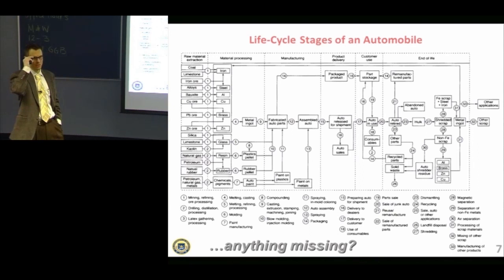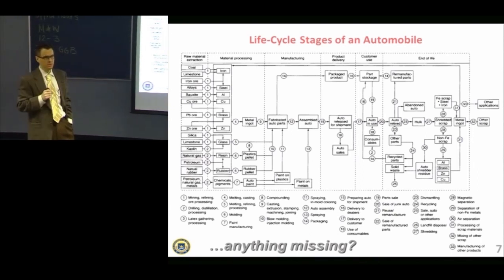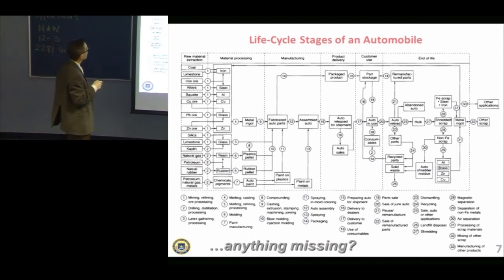Go ahead, Courtney. Resources you need to extract the raw materials in the first place. So coal, you might think you need a truck to help you produce the coal. And maybe the outcome here is a truck, so you need a truck to make a truck. That's where we're going, right?